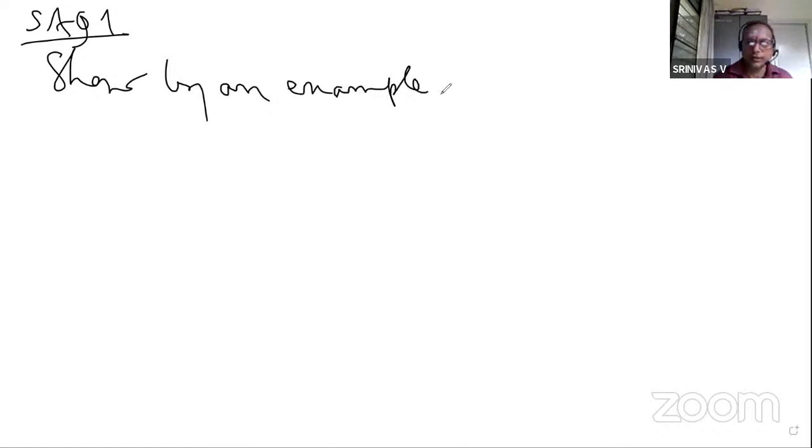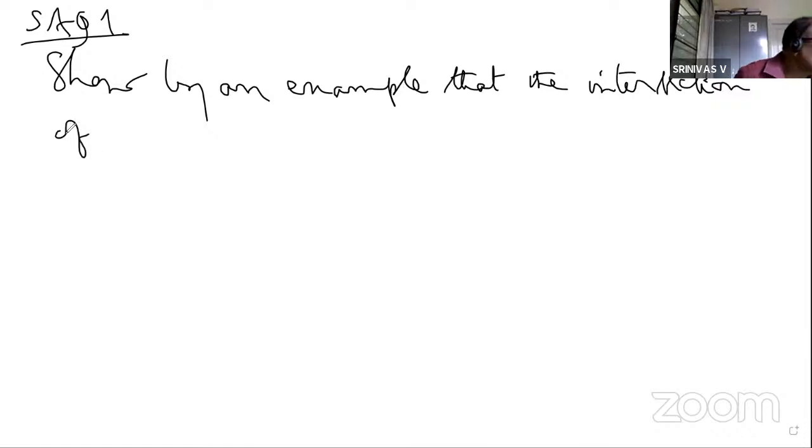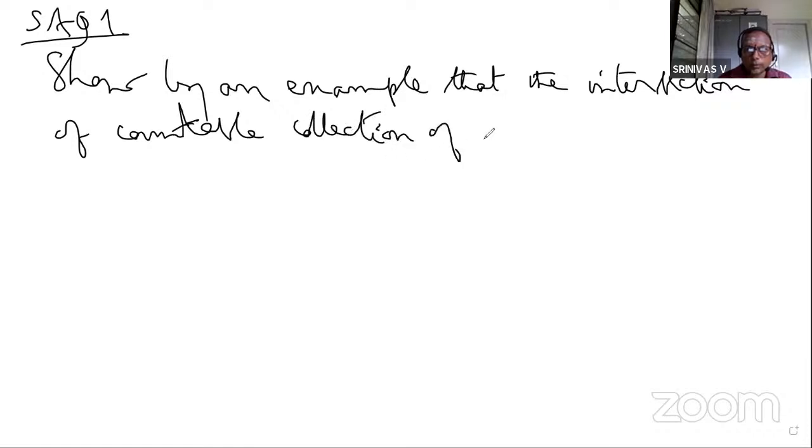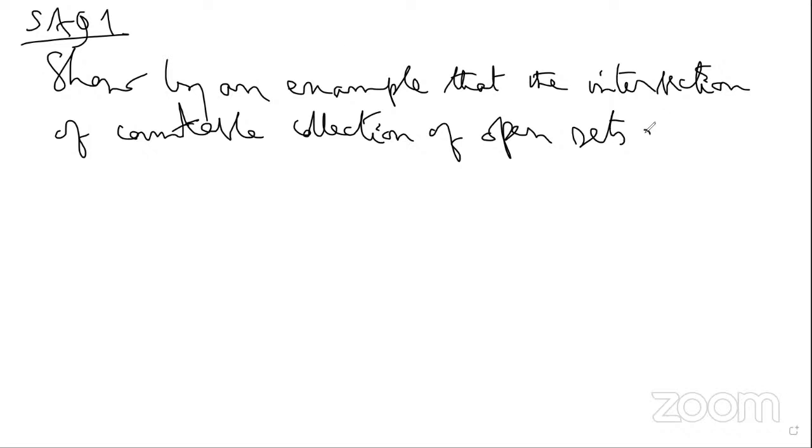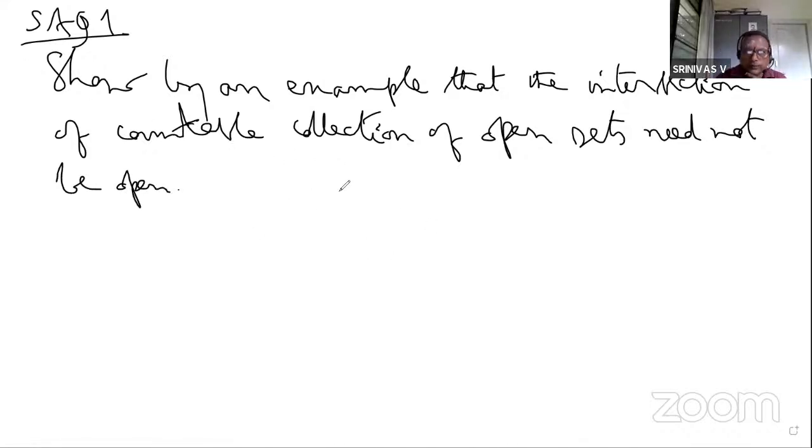Show by an example that the intersection of a countable collection of open sets need not be open. Could you locate? Need not be open. Hello? Could you look at that? SAQ 1, Unit 1. Show by an example that the intersection of countable collection of open sets need not be open.